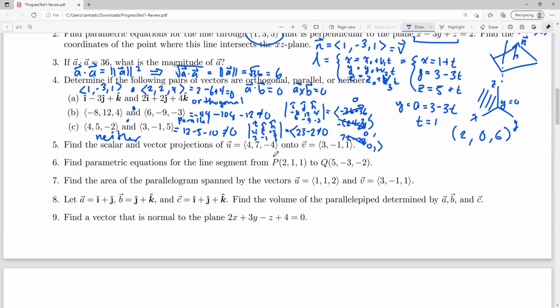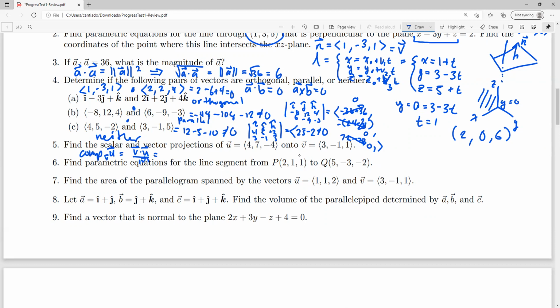Number 5, find the scalar and vector projections of these two vectors. Scalar and vector, okay, of u onto v. So what they want is the projection of u onto v. The scalar projection, if it's written like this, if you remember, the component of u onto v, so v is your subscript, is simply the dot product of v and u, v dot u, all over the magnitude of v, right?